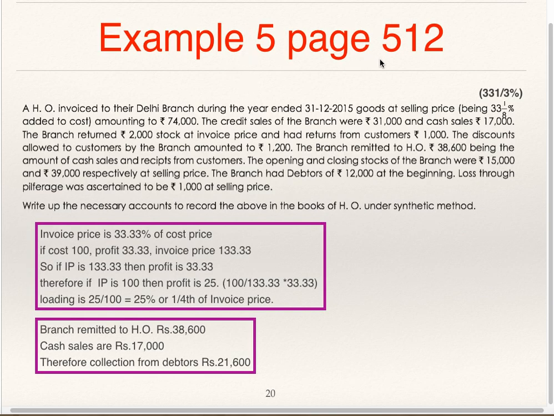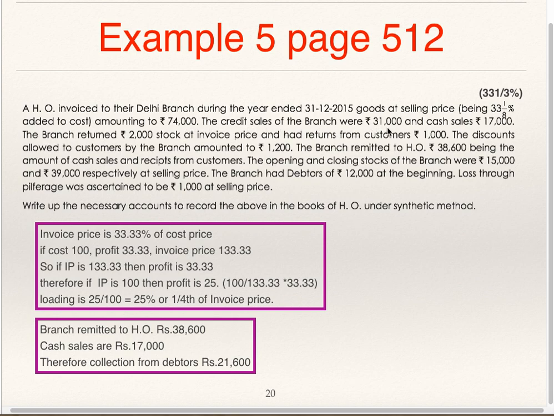Go to example 5, page number 512. A head office invoiced to their Delhi branch during the year ended 31st December 2015 goods at selling price, being 33 1/3% added to cost. It is not 33 and 1/8, it is a printing mistake; 33 and 1/3% added to cost, amounting to 74,000. Goods sent to branch at invoice price is 74,000. It is to be debited to branch account, and loading will be credited.